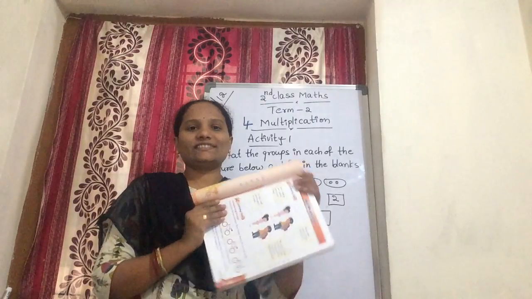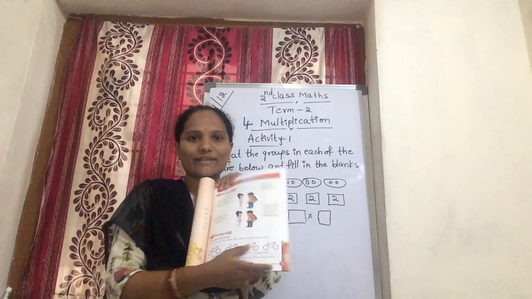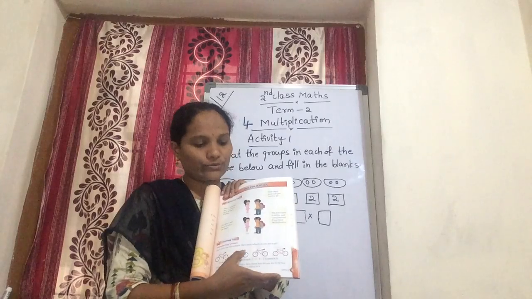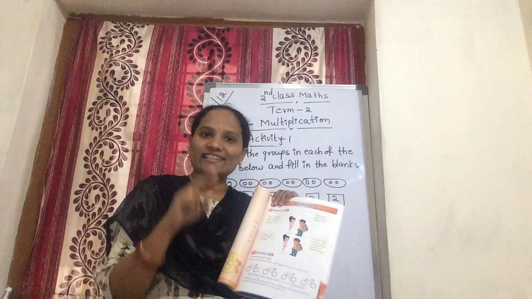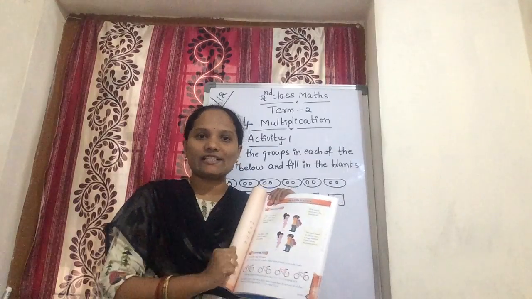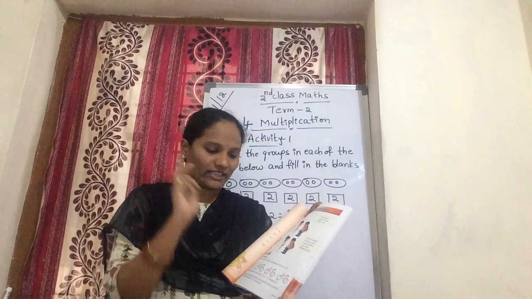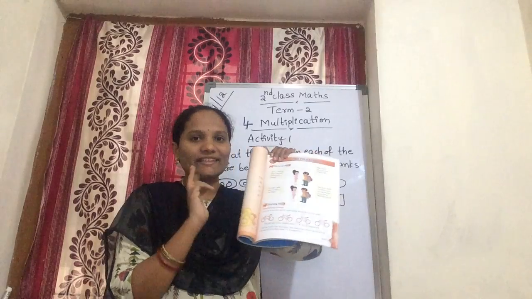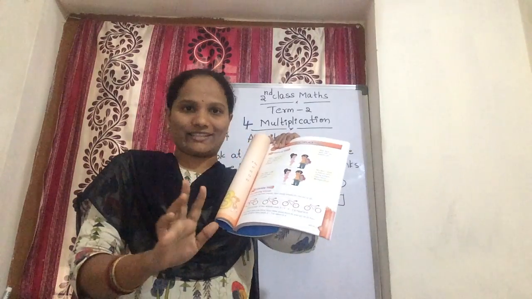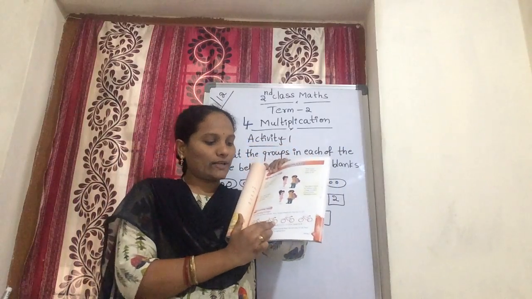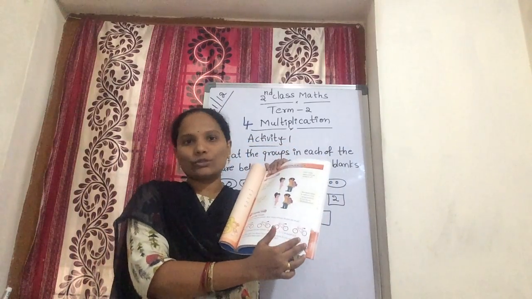Okay. Here, look at these cycles. Here we have some cycles: 1, 2, 3, 4. 4 cycles are there. Now, how many wheels does each cycle have? Each cycle has 1, 2. Each cycle has 2 wheels. So, 2 plus 2 plus 2 plus 2.